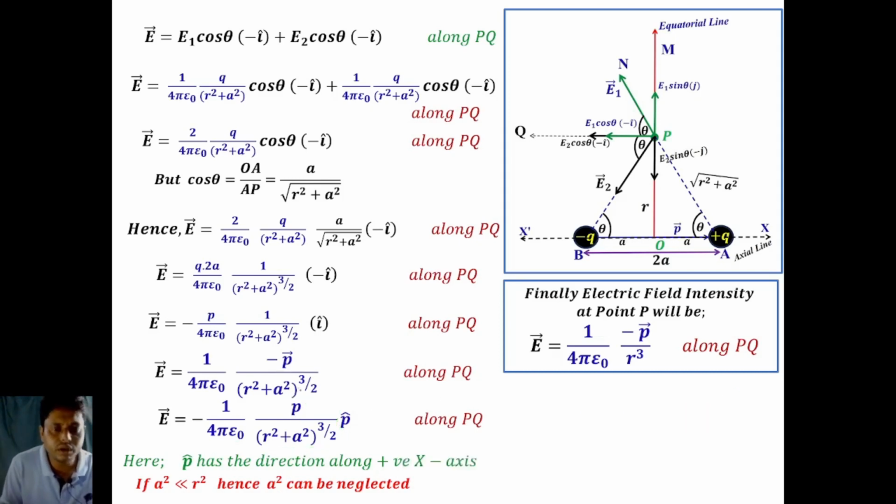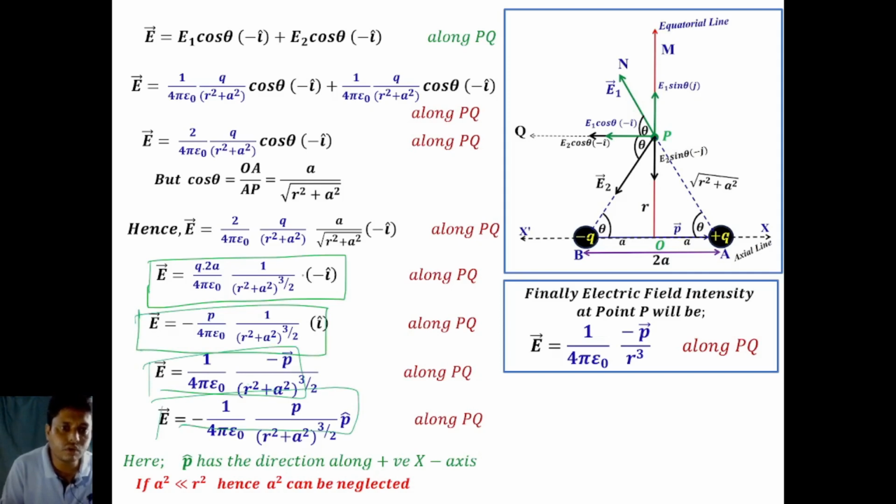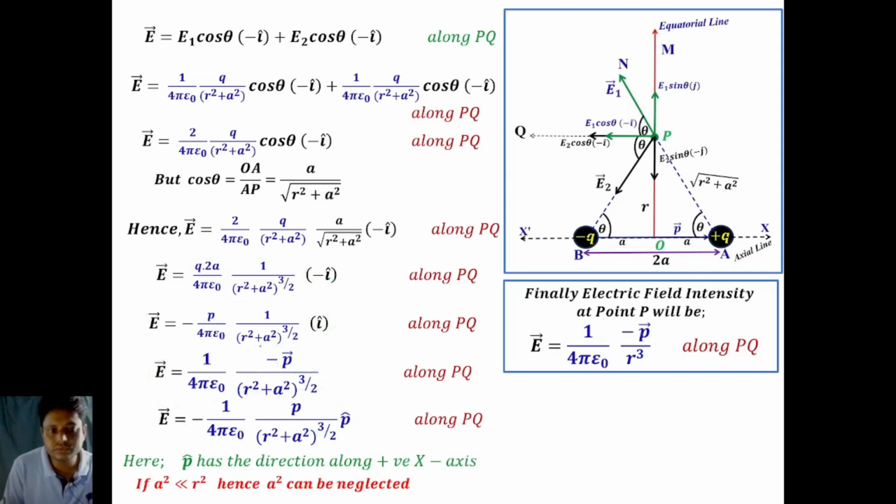So in any format you can write the electric field intensity, no problem. These four expressions are all correct, but they are written in different forms. But I suggest that you remember this one, okay. This will be required in different places whenever you interact with various questions. So here p cap has the direction along positive x axis direction.